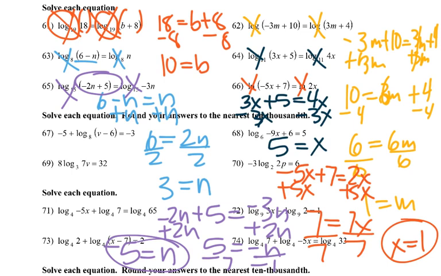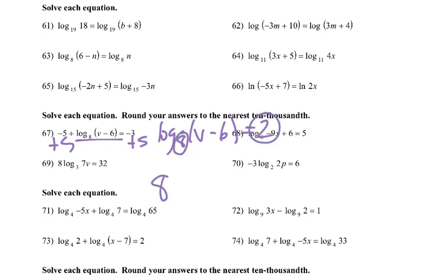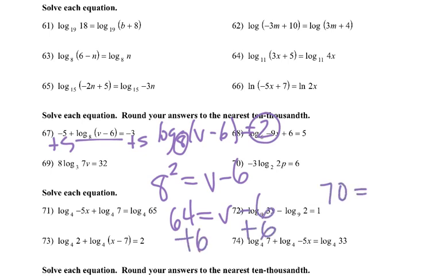Now the next ones we're still solving, but now it's going to be a little bit more difficult. So if I look at 67, first thing I want to do is get the log by itself, so I'd add 5. So I'd have log base 8 of v minus 6 equals positive 2. Now, to get rid of this, I switch it to its inverse, the exponential version. So the base would be 8. This 2 would be our power, would equal v minus 6. 8 squared is 64, equals v minus 6, add 6, and 70 would be equal to v.